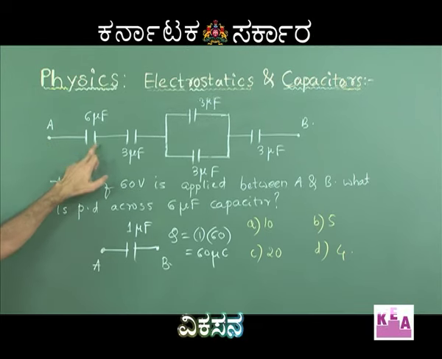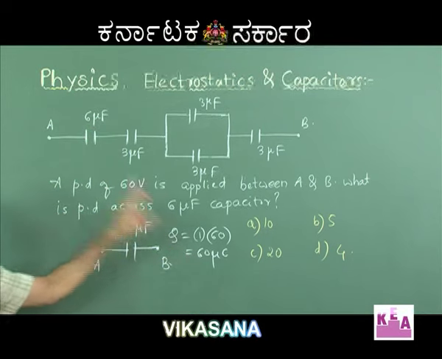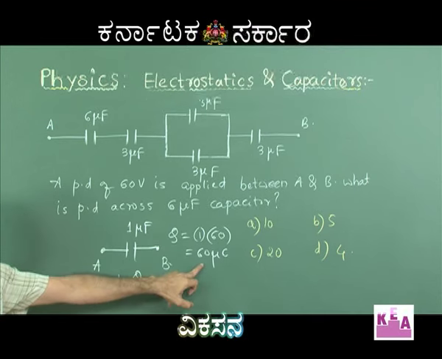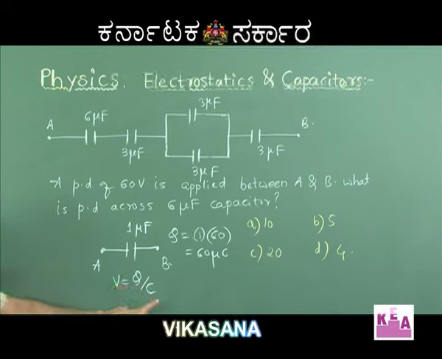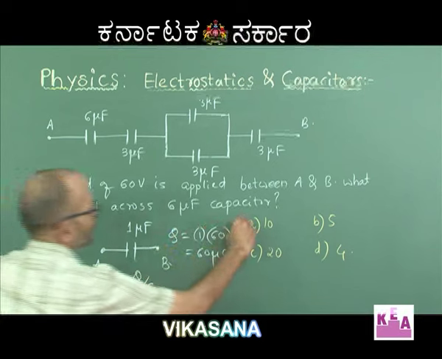So, it starts from A, and the charge which flows through this 6 microfarad capacitor is 60 microcoulombs, and you are interested in the potential difference across this. So, V equals Q by C. Q is 60 microcoulombs, C is 6 microfarads, and 60 by 6 is 10 volts. Therefore, the correct option here is A.